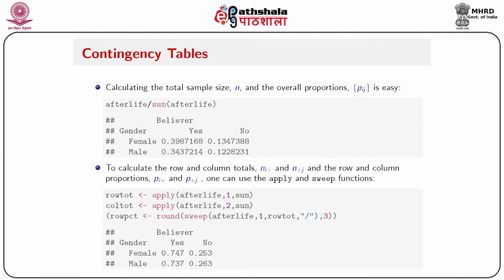Similarly, you can compute the proportions in this manner. Just use the function sweep, say afterlife, margin is 1, then divide by row total. For the function I'm using the forward slash, as this is the symbol that we use for division. So that way you can get the proportion too.